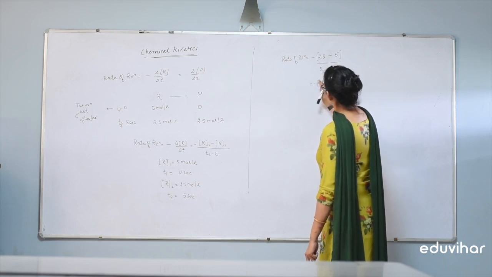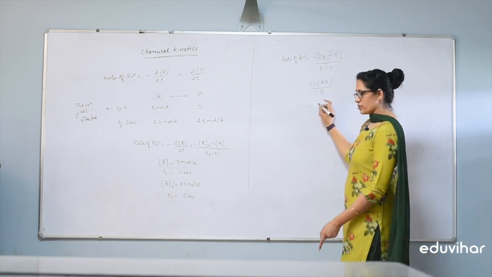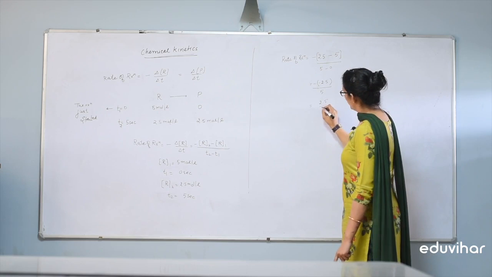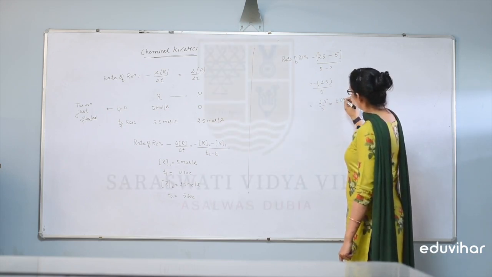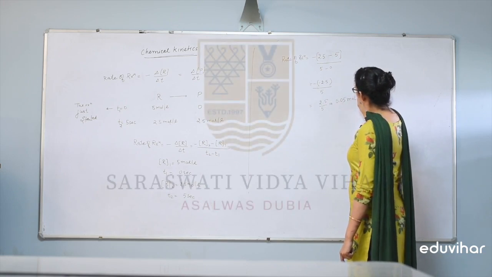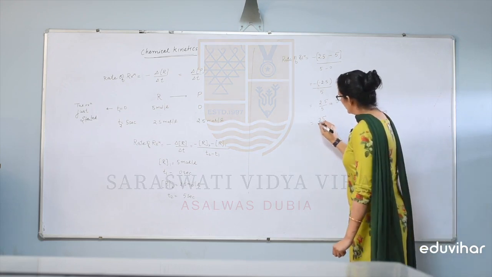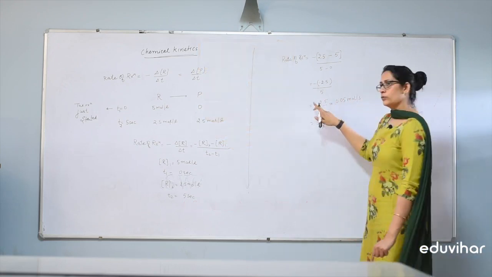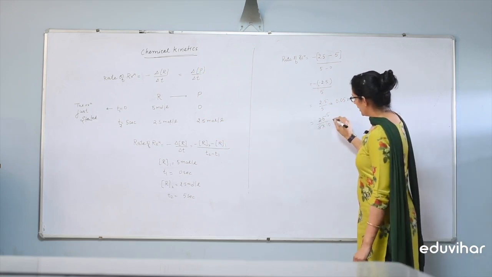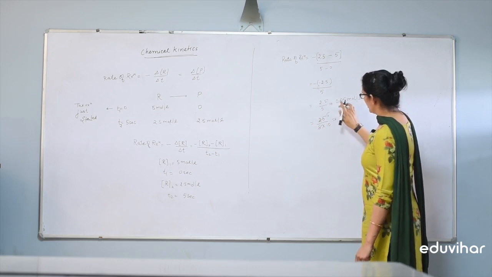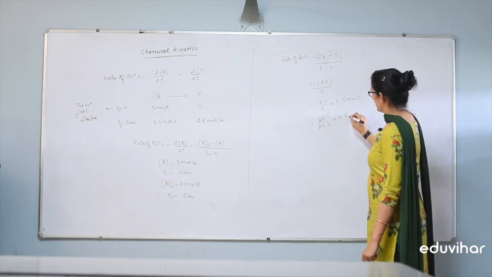Minus minus becomes plus 2.5 upon 5, that becomes 0.05 mole per second. Okay, how do I calculate this? If I remove the decimal point, that is divided by 10, and 5 can be written as 0.5 mole per liter.